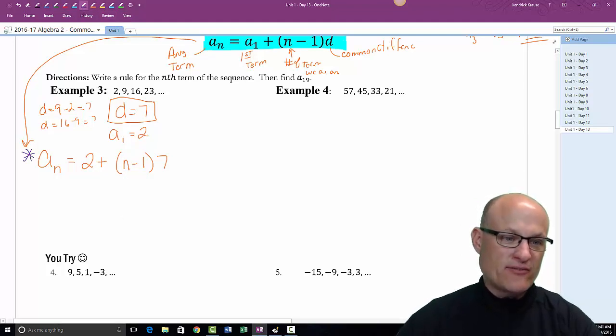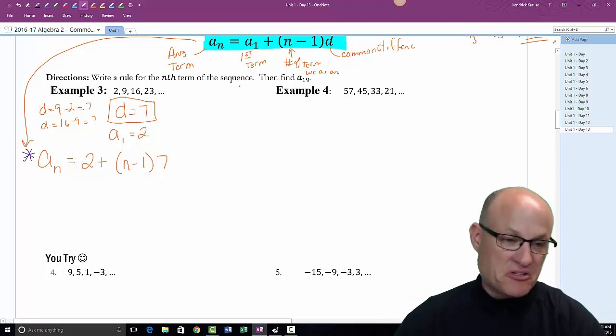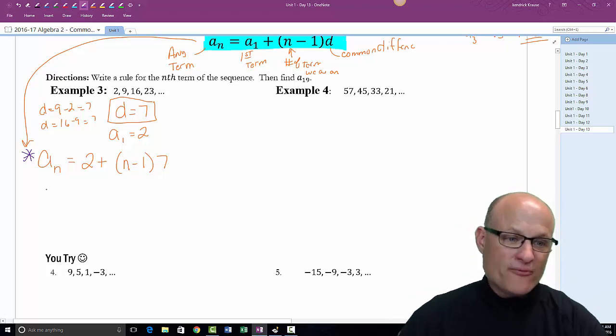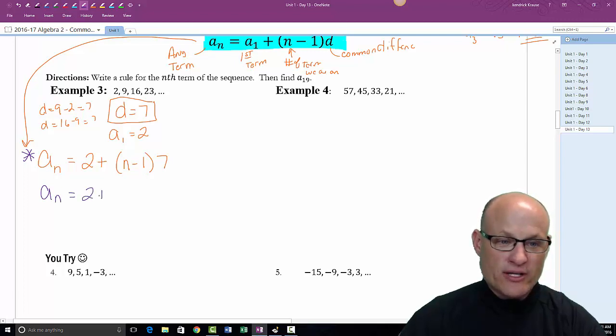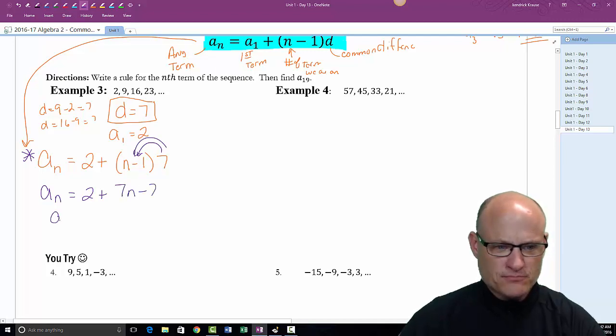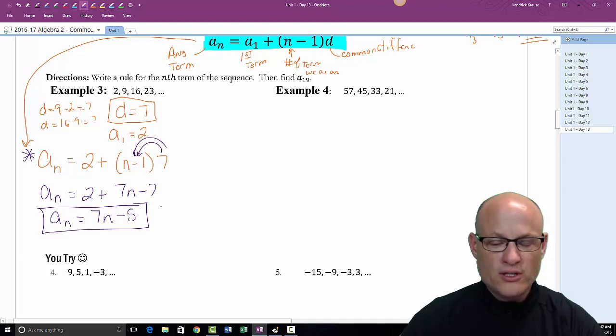So I could leave it like this. If they didn't give me any specifications, I can just leave it just like that. But oftentimes you'll see on the multiple choice they've distributed out. So we're going to distribute this 7. So 7n minus 7. So I get a sub n equals 7n minus 5. Oh, and then they want us to find a sub 19.